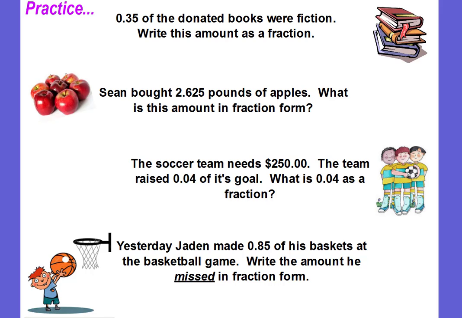We're going to throw in some word problems. Okay, 0.35, or if you read it, 35/100ths of the donated books for fiction. There's 2 decimal places, so that's the hundredths place. We want to write this amount as a fraction. So we already know that our denominator is 100, so it's just 35 over 100. And simplify. I can divide both by 5, and it gives me 7/20ths, which is as simple as you can go. And let's check our answer.